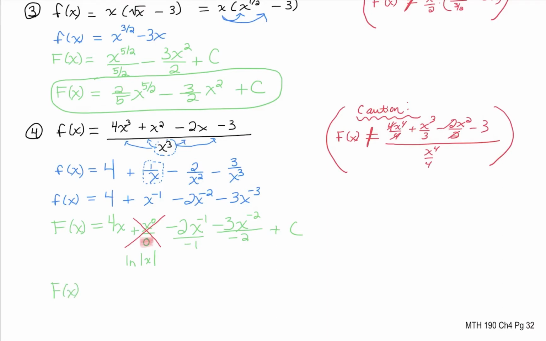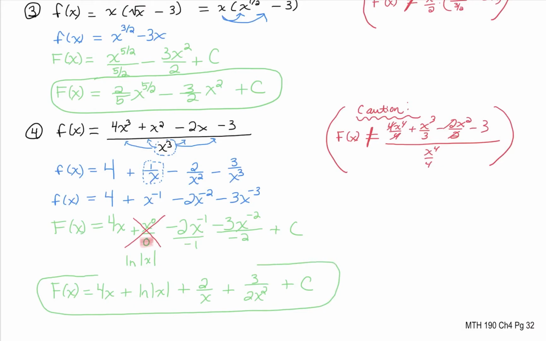So here is our antiderivative. Capital F is equal to 4x plus natural log of the absolute value of x plus 2 over x plus 3 over 2x squared plus c. Now you could leave those negative exponents if you want, plus 2x to the negative first or something like that. But you should get efficient, I think, at going back and forth between these different forms that you have here.